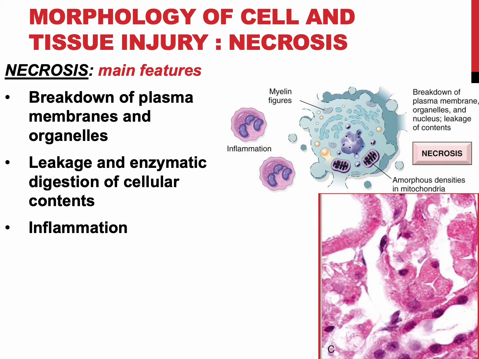On top of that, there's also breakdown of other membranes, including the plasma membrane as well as membranes of the organelles. Because of all this breakage of the membranes, there's leakage of the enzymes from within the cell. Inside the cell, they can digest intracellular components, and once they go outside the cell, they also promote inflammation. So there will often be inflammatory cells around the area of a necrotic cell or necrotic tissue.